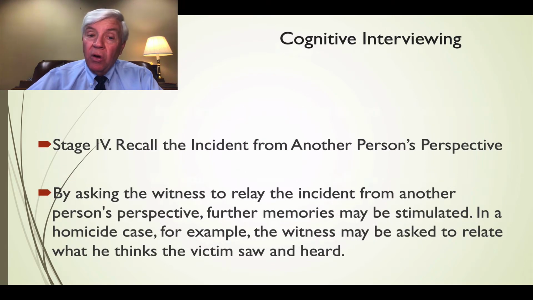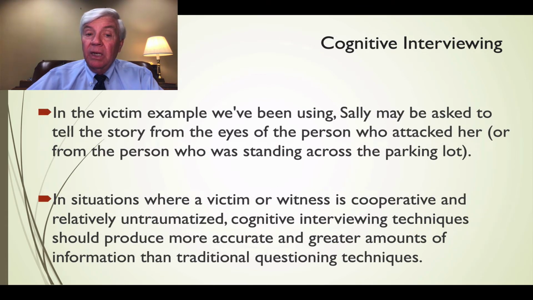Stage 4 is called recall the incident from another person's perspective. By asking the witness to relay the incident from another person's perspective, further memories may be stimulated. In a homicide case, for example, the witness may be asked to relate what he thinks the victim saw and heard. In the victim example we've been using, Sally may be asked to tell the story from the eyes of the person who attacked her or from the person who was standing across the parking lot observing what happened.